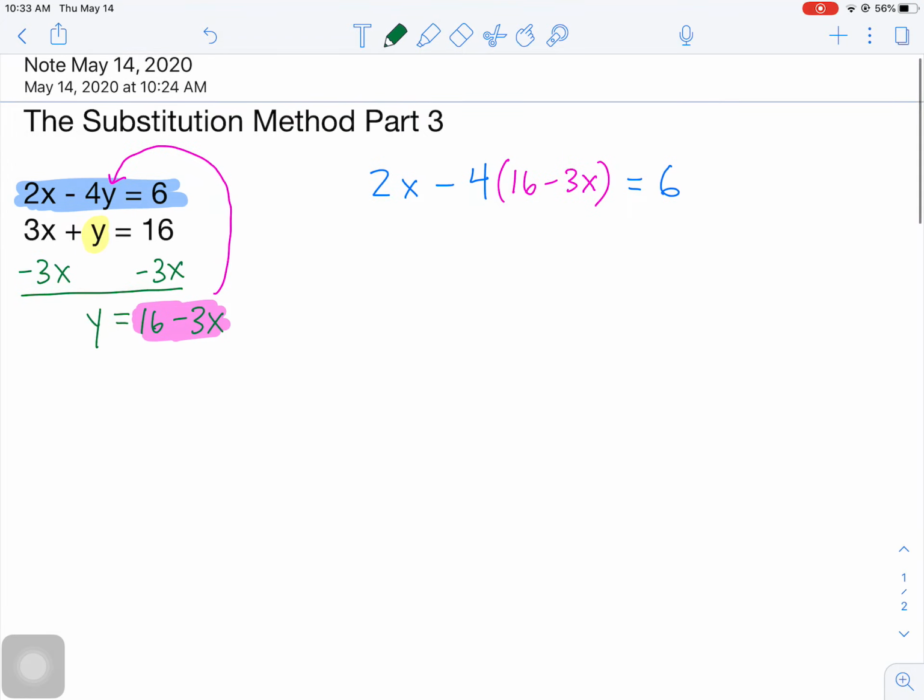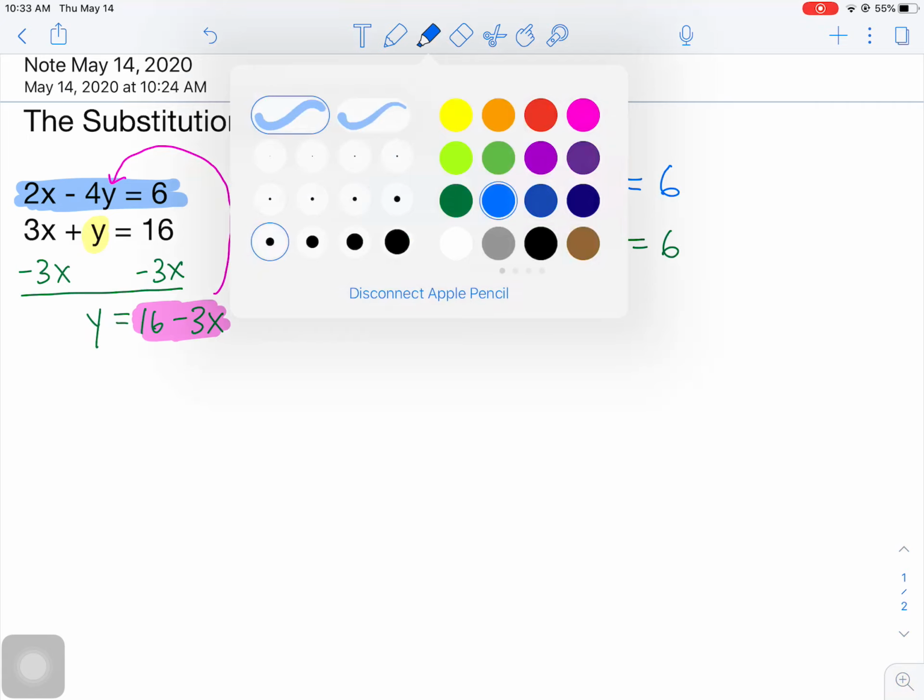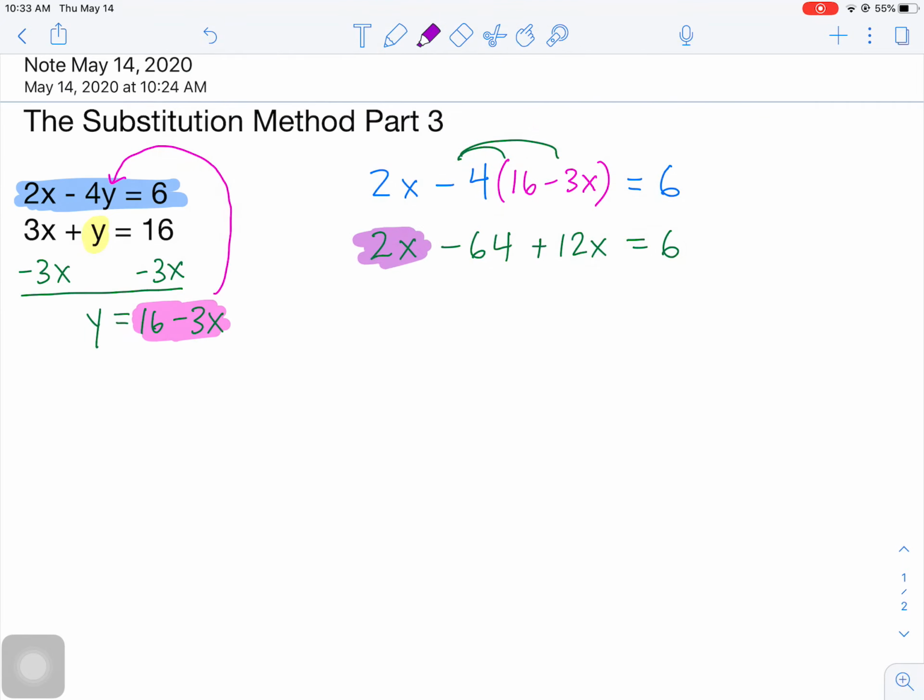Now we're going to solve. To do that, we are needing to distribute the negative 4. So we have 2x. If we take negative 4 times 16, we get a negative 64. If we take negative 4 times negative 3x, we get a plus 12x equals 6. We're now going to combine our like terms, specifically the 2x and the plus 12x can be combined. 2 plus 12 is 14x. Bring down the minus 64 equals 6.